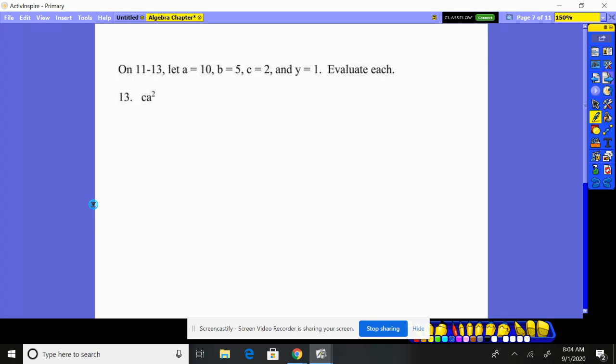Number 13, C equals 2 times 10 squared. Well, who comes first, the multiplying or the exponent? The exponent. So it's 10 times 10, 100. Boy, that was an easy one. 200.